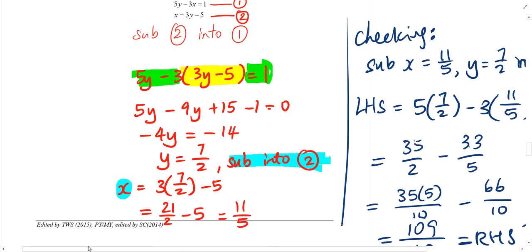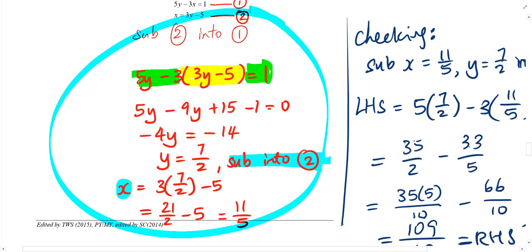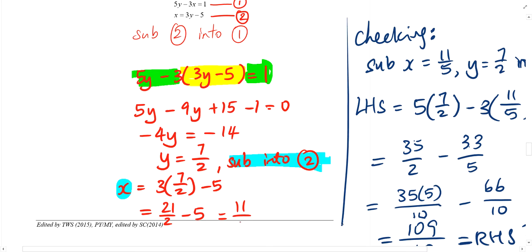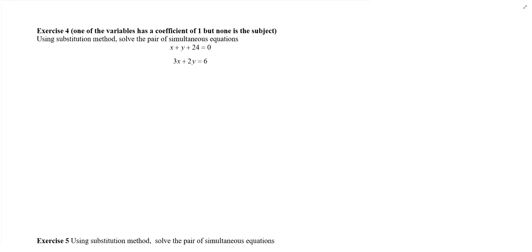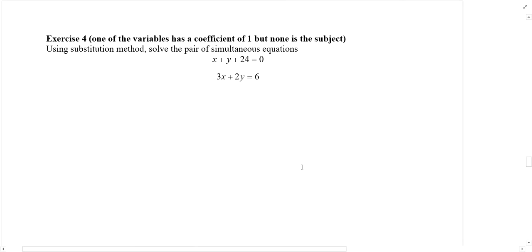So you just need to copy down this portion in red. Like this? Okay, thank you. So this is what we have. Question 4. This is a slightly different type of question, but the approach is still the same.